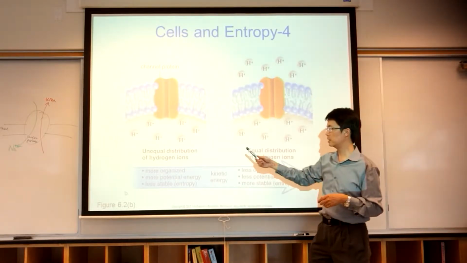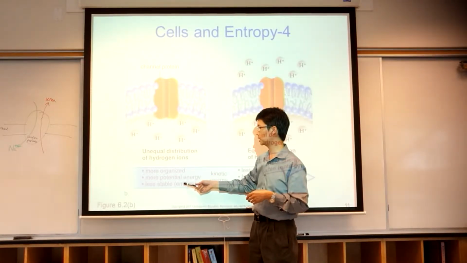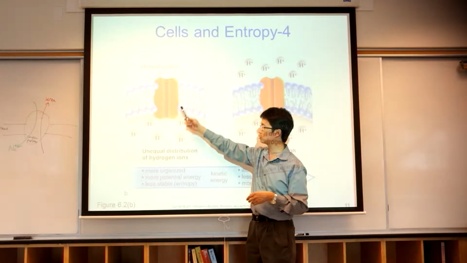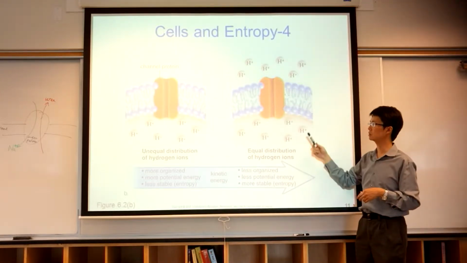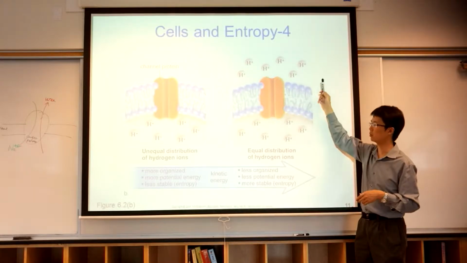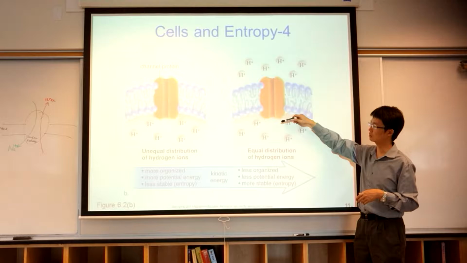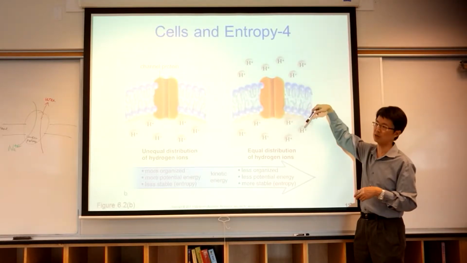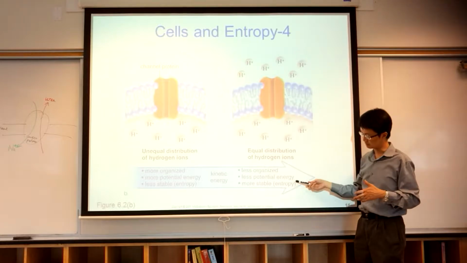And in here, you said that it is more organized, you have more potential energy, but less stable because they want to go out. In here, it is less organized because you have hydrogen ion everywhere. You have less potential energy because the concentration gradient right now is about the same equilibrium. It has reached equilibrium. Then it becomes more stable.